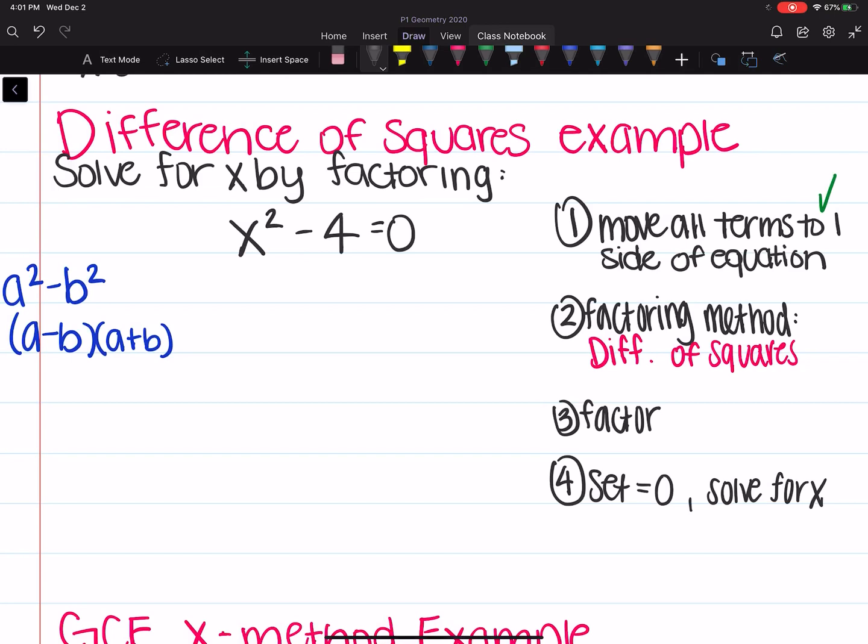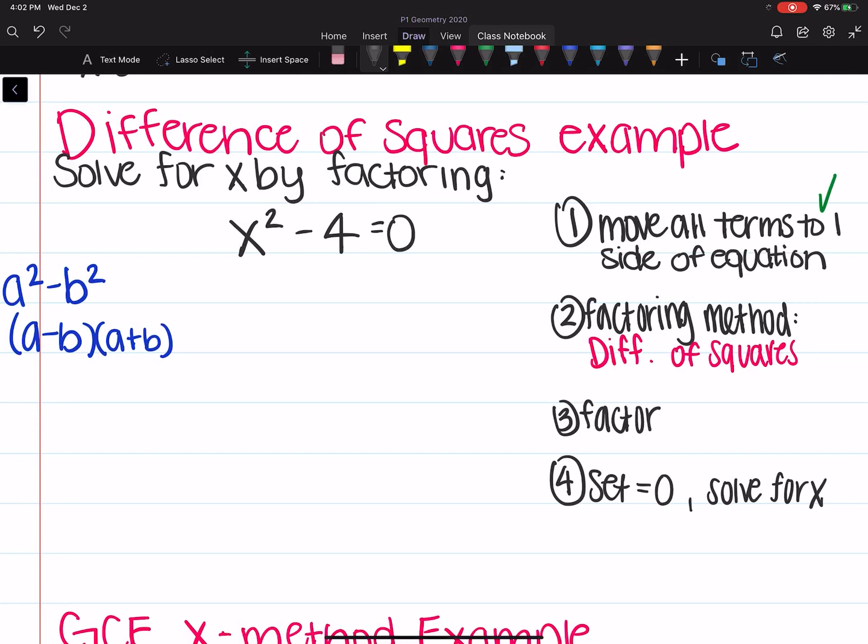The first thing, I want to make sure that all of my terms are on one side of the equation. If they're not on one side, I want to go ahead and move them all over to one side and set that equation equal to 0. So in this example, x squared minus 4 equals 0. We don't have to do that extra step, so my first step is taken care of for us.